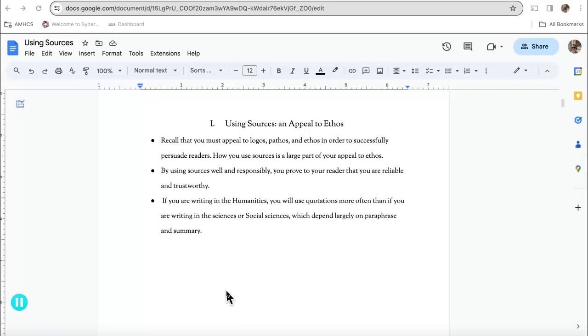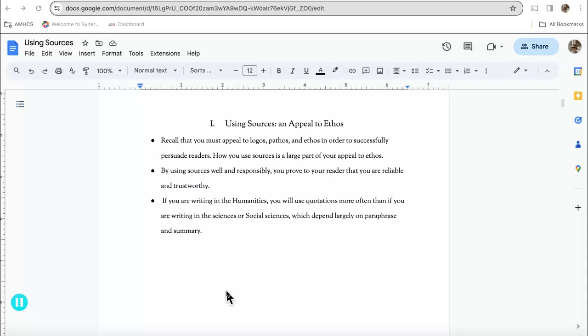So remember, anytime you're engaged in any act of communication, you are appealing to logos, that's reason or logic, pathos, that would be emotion, and ethos, that would be authority or credibility, in order to successfully persuade readers. A huge part of your appeal to ethos, your appeal to credibility, is your ability to use sources well and properly. You are proving to your readers that you are reliable, that you are trustworthy, that you have evaluated sources well, and that you can use them well.